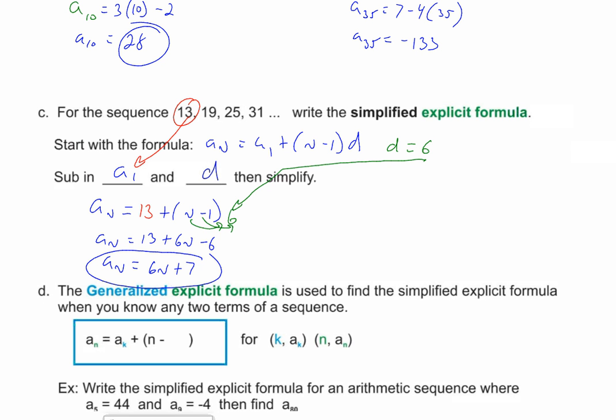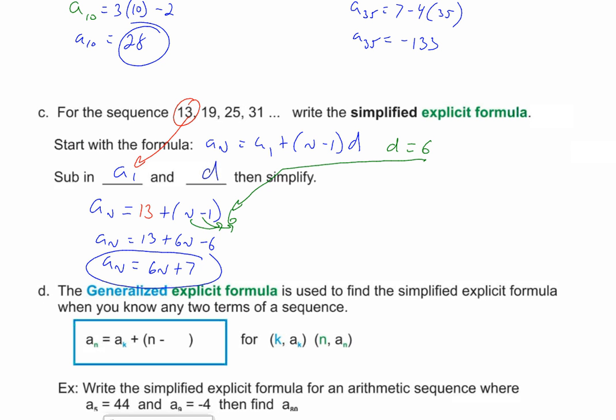Here's normally the way you're going to get a question like this. This is normally what's going to happen. Remember, the explicit formula allows you to find any value, correct? Any term. So here's what they'll do. They'll give you the sequence, and they'll say, find the 275th term.